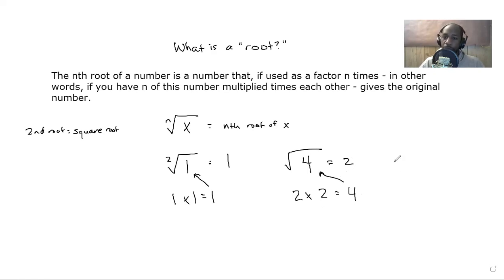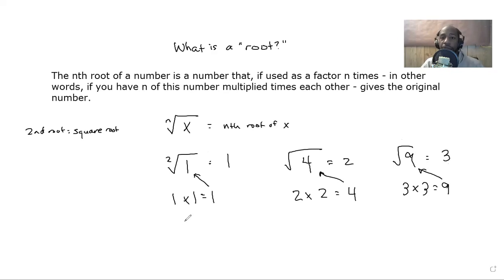Okay, let's do one more. What's the square root of 9? What is a number that if you have 2 of them being multiplied times each other, you get the original number 9? 3. How do we know? Because if you have 2 number 3s, I'm saying 2 of them according to that n, and they're multiplied times each other, you get the original number.